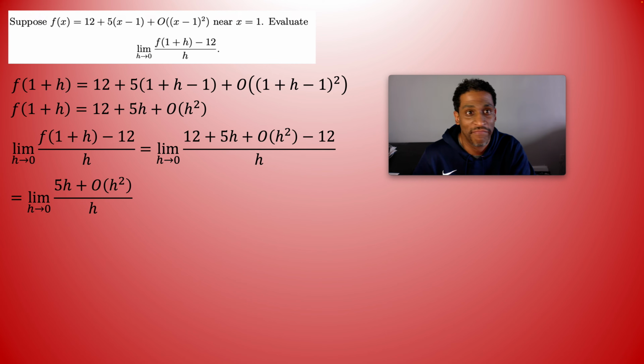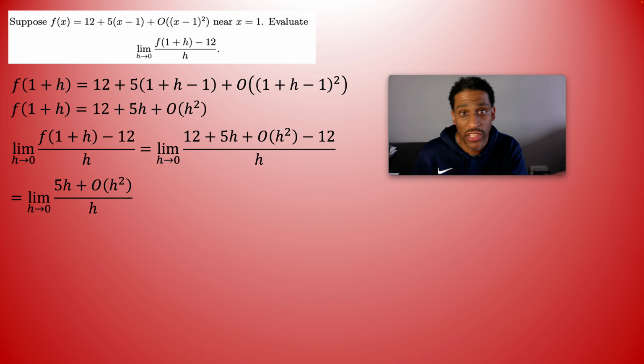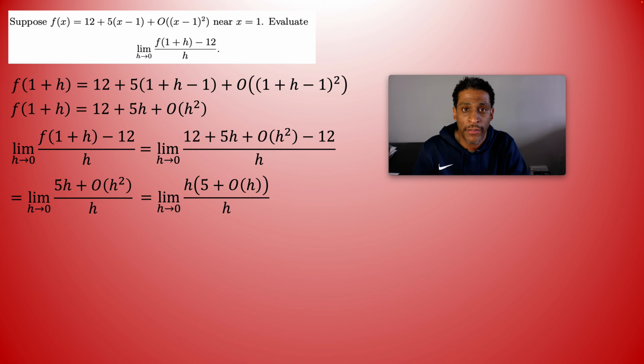What are you going to do then? Factor out the h. When you factor out the h, it cancels with the one that's in the denominator. What are you left with at that point? 5 plus big O of h.